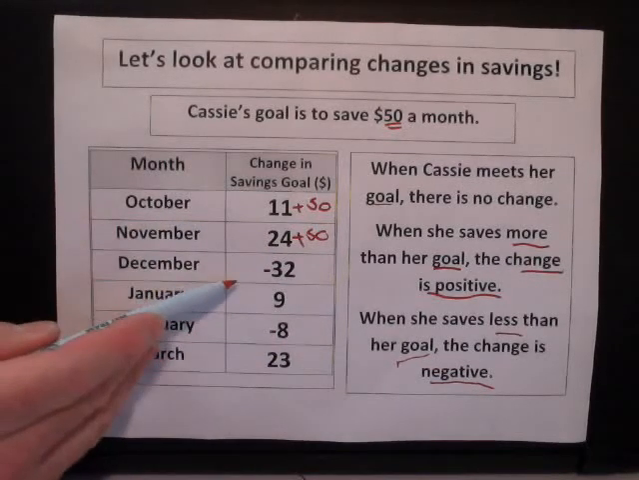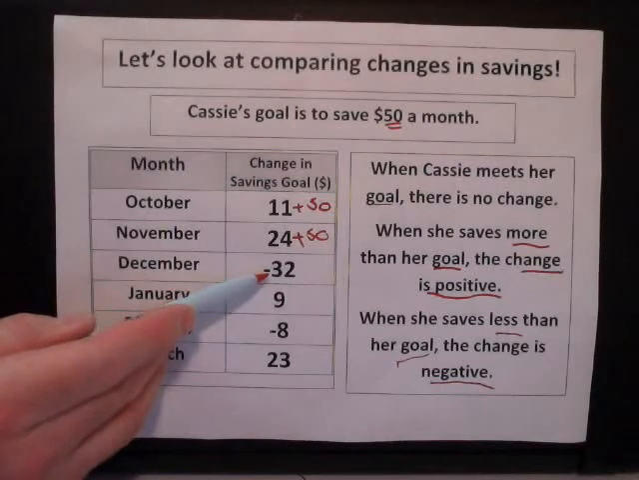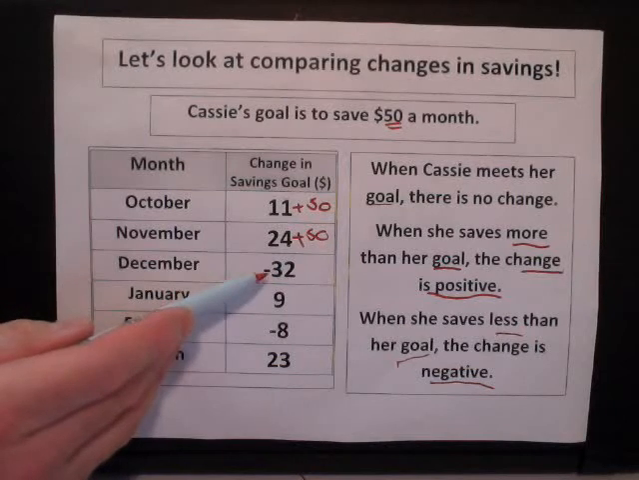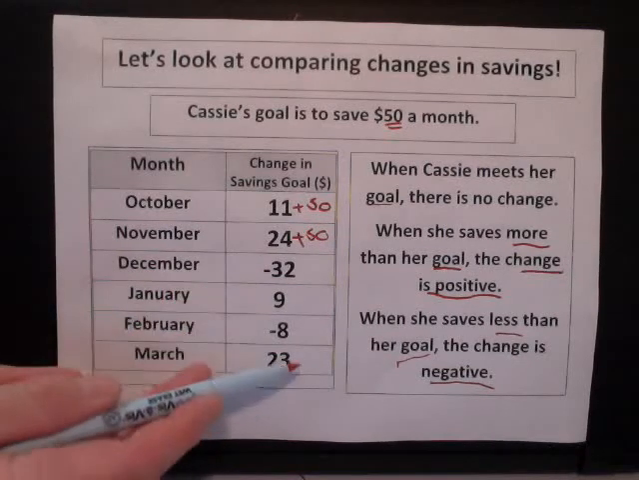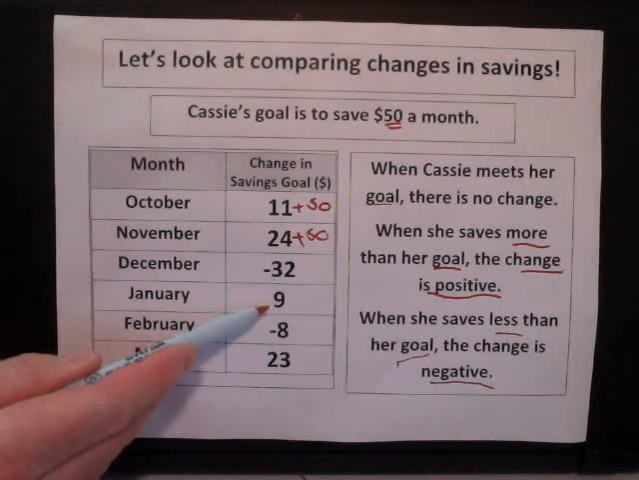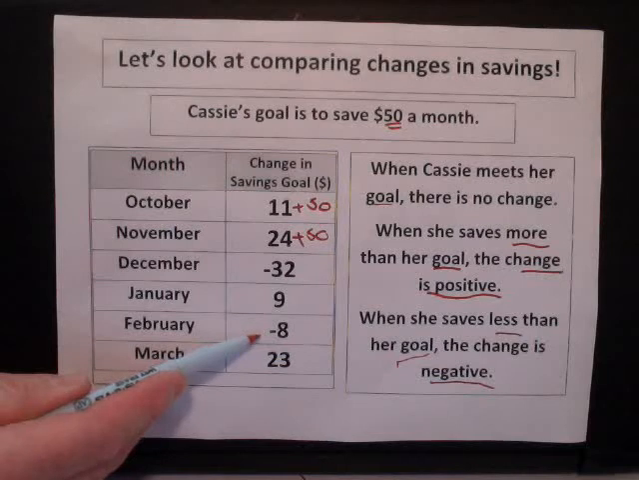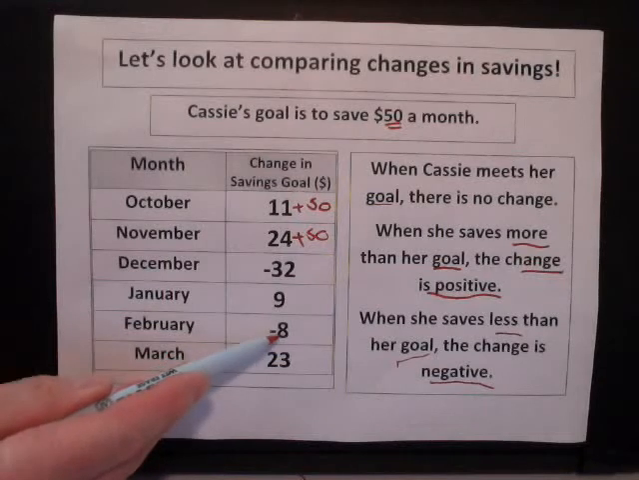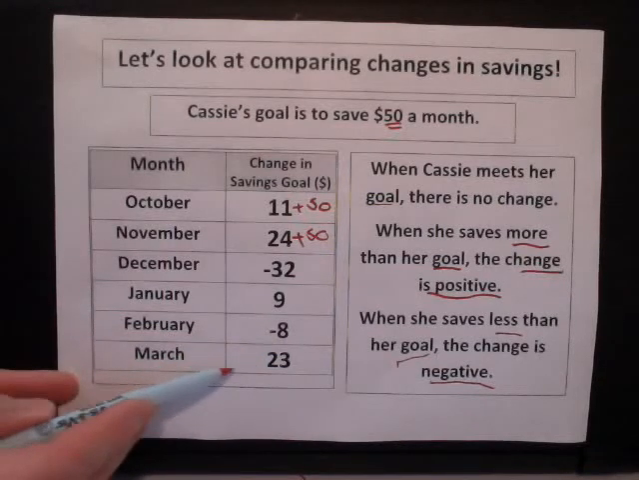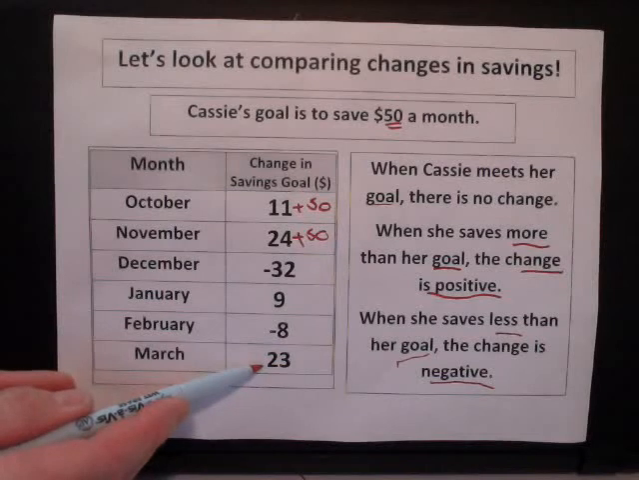And then in December, however, there was a negative $32 change in what she wanted to do. So she did not save very much in December. She didn't meet her goal by $32. Then in January, she saved $9 more, so that's a positive change. In February, she's back down to a negative change. In other words, she was only able to save $42 in February because there was a negative 8 change. And then in March, she's back on track and she saves $23 more.